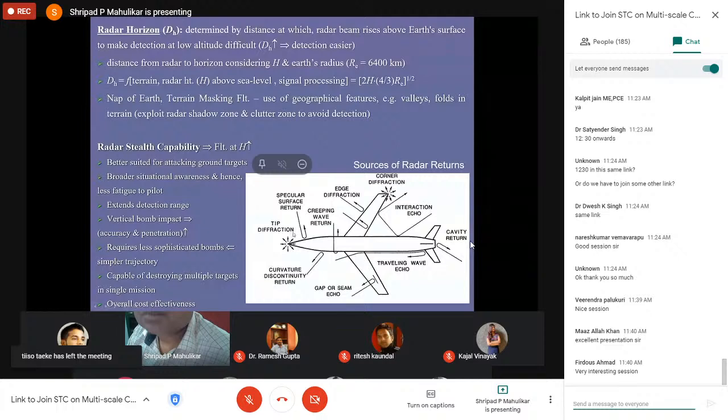Then we have several other sources which can also become important depending upon the wavelength, like the traveling wave echo, especially when the wavelength is long as compared to the target dimension, the interaction echo, the curvature discontinuity, gap or seam, then creeping wave return, especially for long wavelength, and edge diffraction. So all these sources of radar returns are to be noted, especially from the point of view of RCS reduction. And RCS reduction techniques also have to be seen along with their modeling through computational electromagnetics.